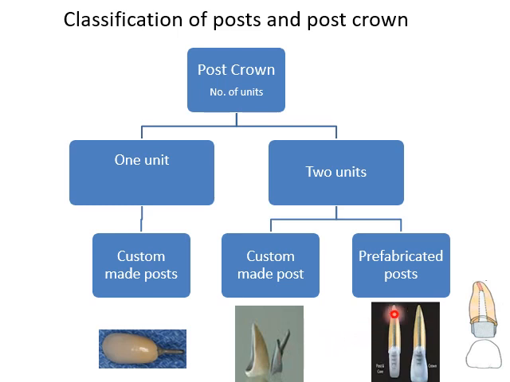بالنسبة للprefabricated post دائما prefabricated post دائما هو 2 units. دائما 2 units, post and core and the crown. After the insertion of the post inside the canal, the core is built around the coronal extension of the post using restorative material.